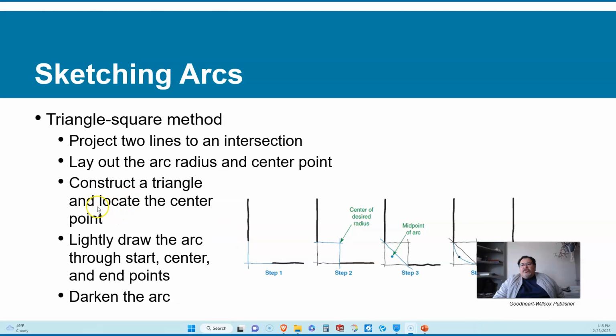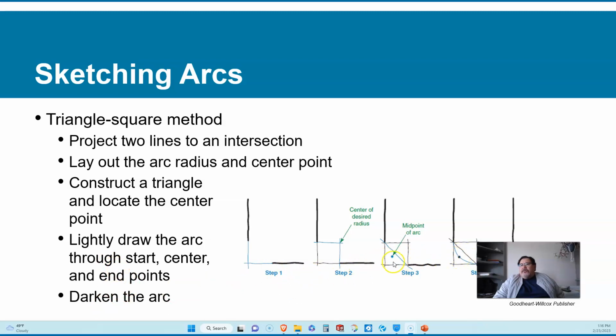Then I construct a triangle and locate the center point. So here, I construct a triangle from those 2 points, which was the middle of that square. And I'll find the middle of that triangle, and my arc is going to swing through the center point.